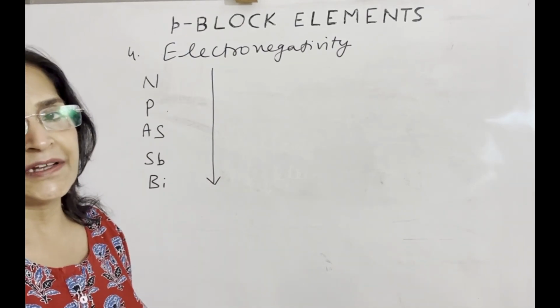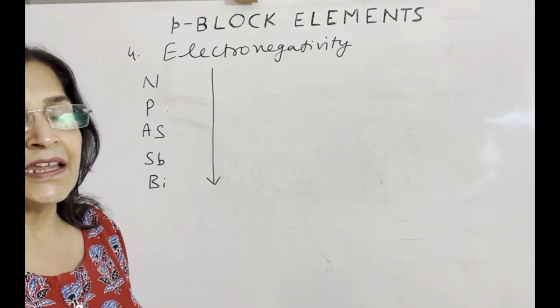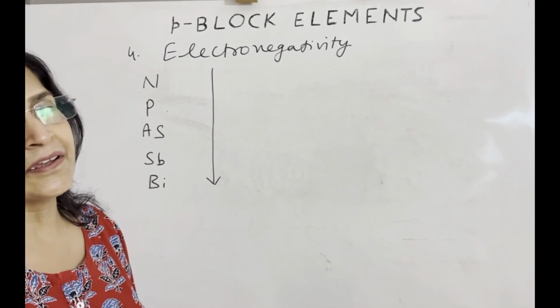But the electronegativity of these elements is much higher than group 14 elements, because in these elements in the outermost shell there are 5 electrons. They need just 3 electrons to complete their octet.